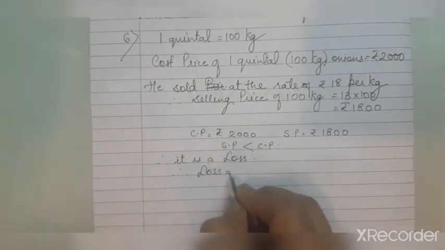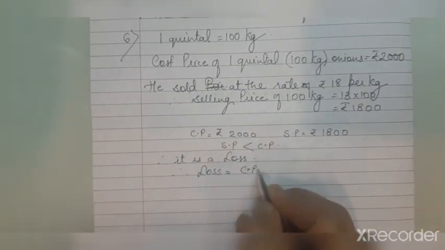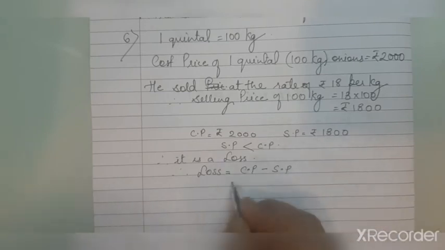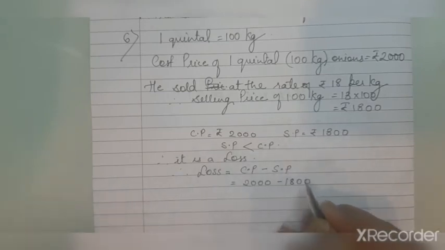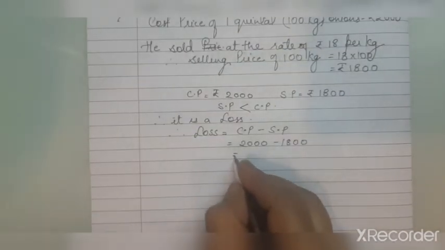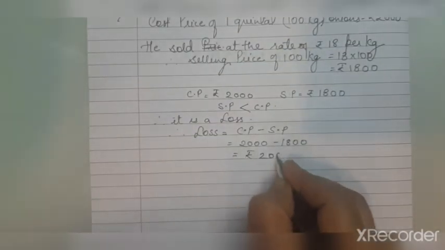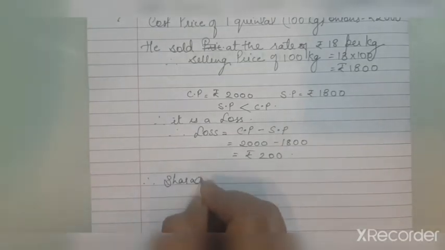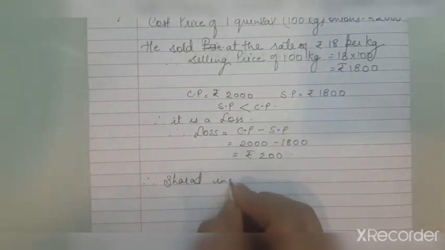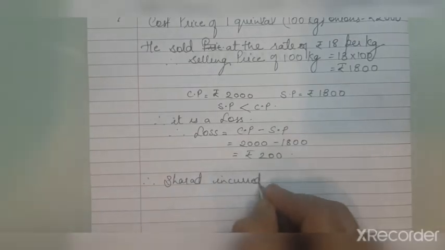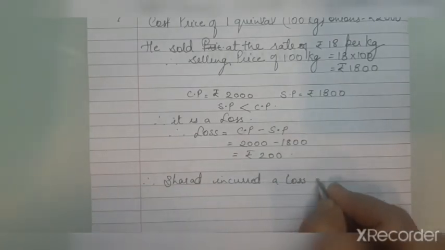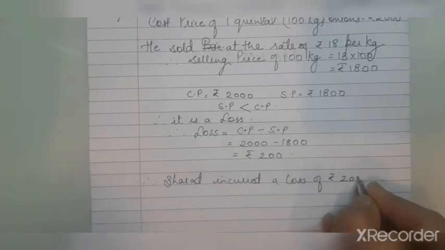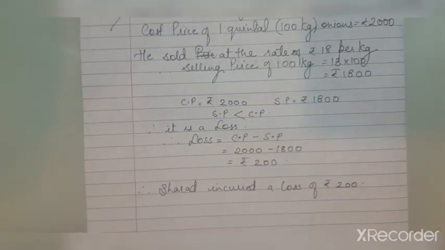And how much is the loss? For that, loss is equal to cost price minus selling price. The cost price is 2000 minus selling price 1800, which is equal to rupees 200. Therefore Sharad incurred a loss of rupees 200. Okay, very simple.